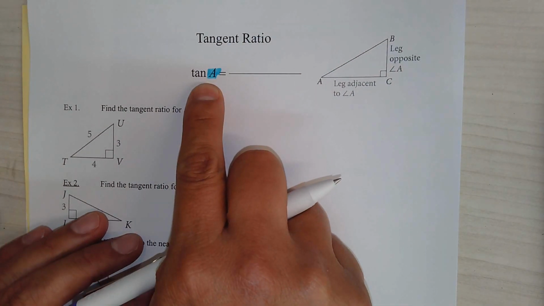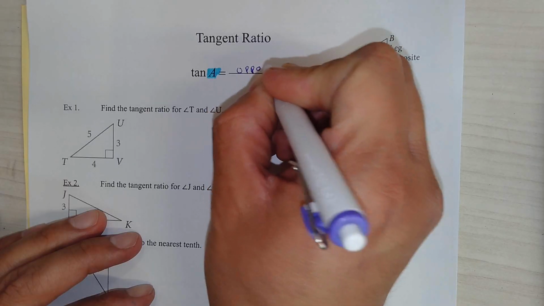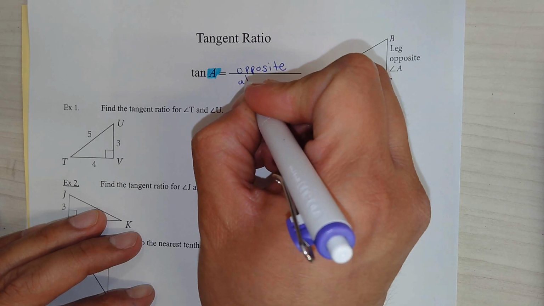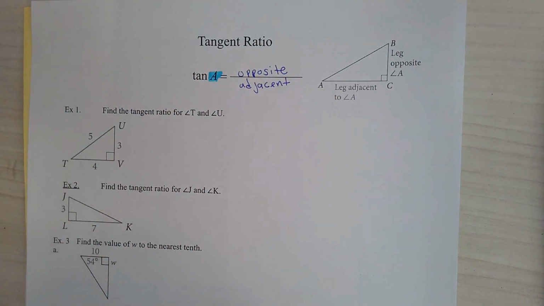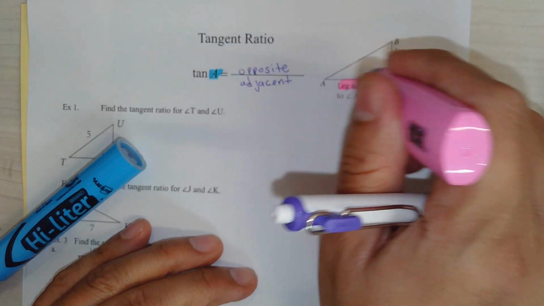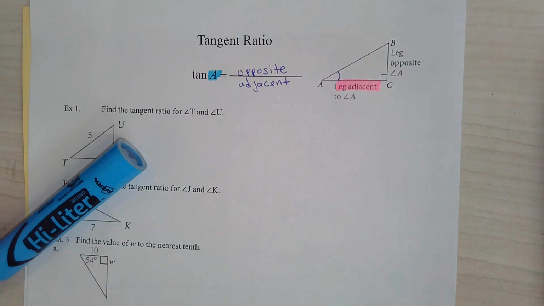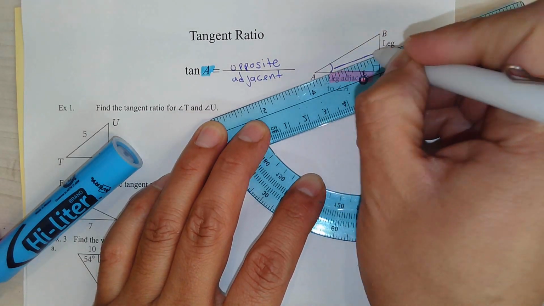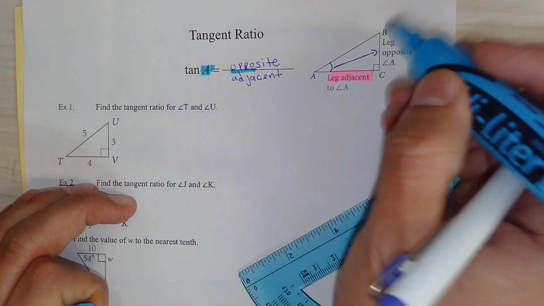The tangent ratio for the angle here will be opposite over adjacent. Okay, so the adjacent side will be right here. This is the adjacent based on the angle of reference, right? So that's the adjacent, and directly opposite will be directly opposite to the angle right here. So we call that the opposite.